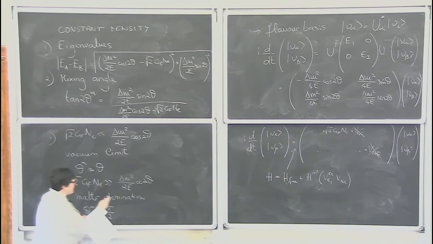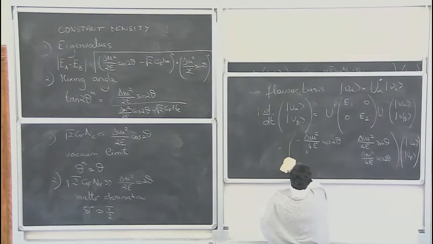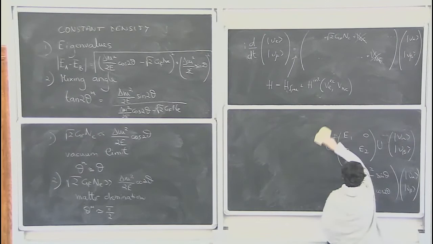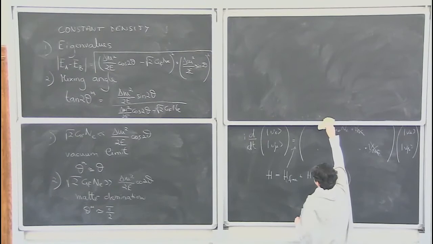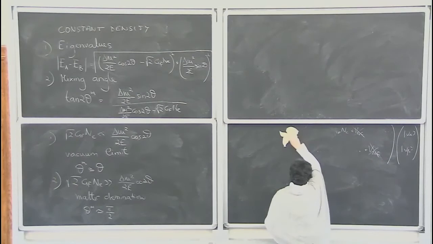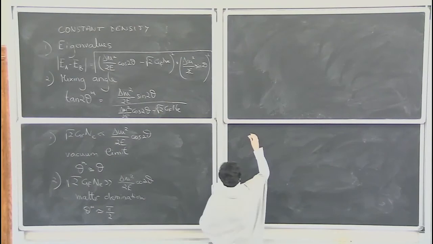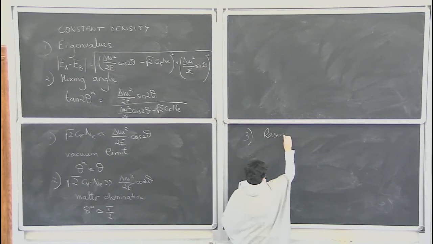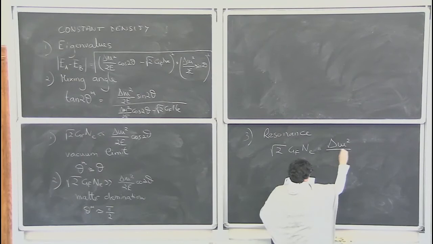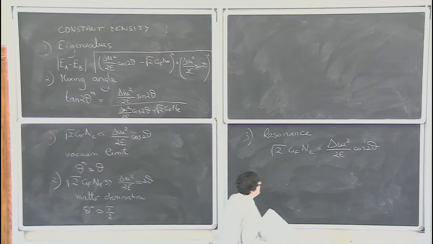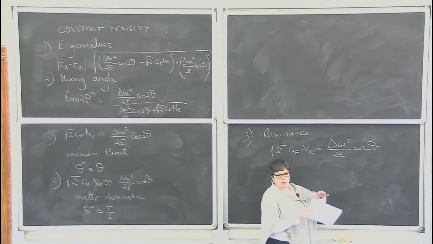Okay, now there is the third case, which is very interesting, in which you have an exact equality between those two terms. This is called the resonant case. It is when you have an exact equality between this term and delta m squared divided by 2E cos 2 theta. First of all, you may say that this must fine-tune the parameters. Generically, I have a spectrum of energies, and therefore there will be one energy for which this condition is satisfied.